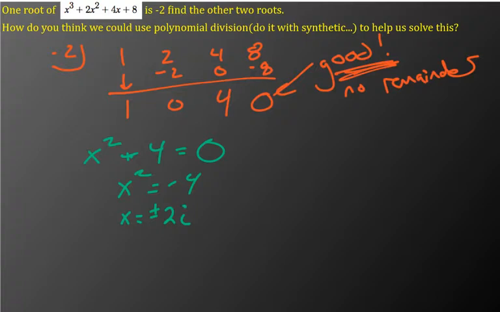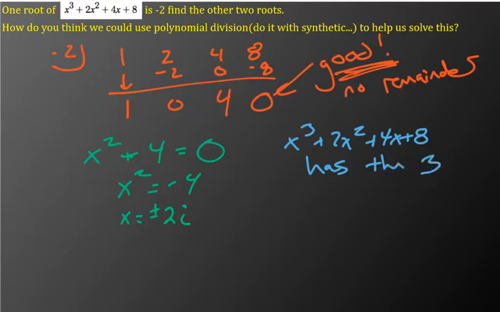And so this cubic has 3 roots, okay? And the 3 roots are, I'll just write down, so x cubed plus 2x squared plus 4x plus 8 has the 3 roots of -2 and then plus and minus 2i.